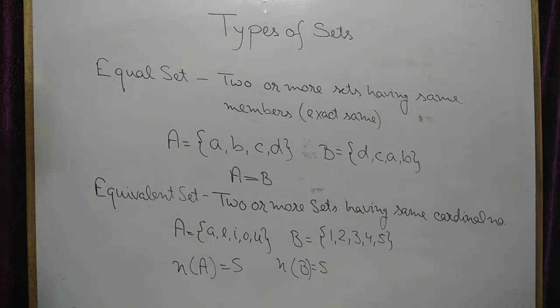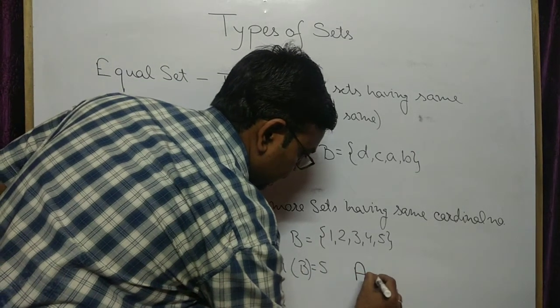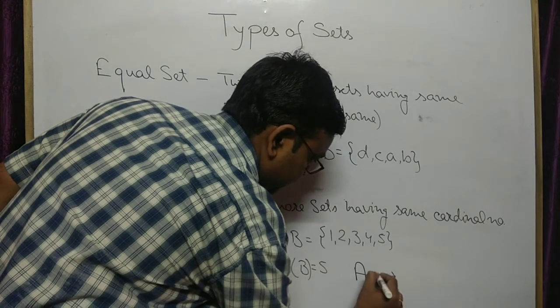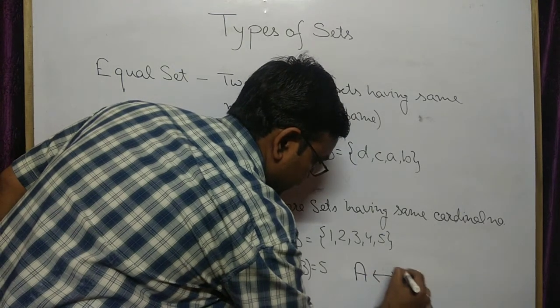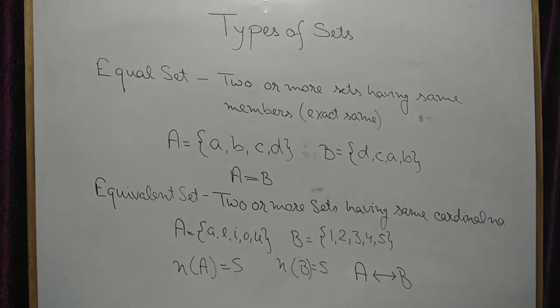How do we represent this in set notation? See this portion: A is equivalent to B, we use a double headed arrow between A and B. This represents the equivalent set. You must remember this, it's the symbol of equivalent. Hope this is clear. Move to the next type of set.